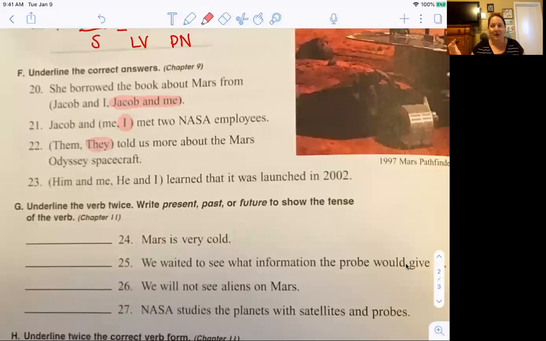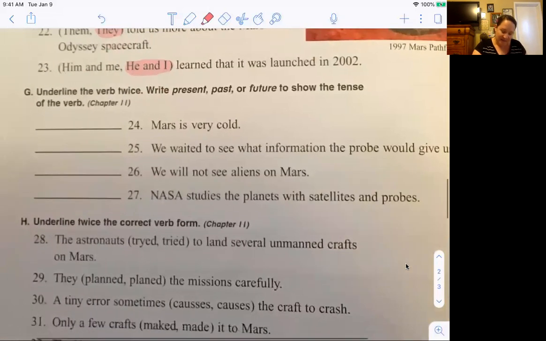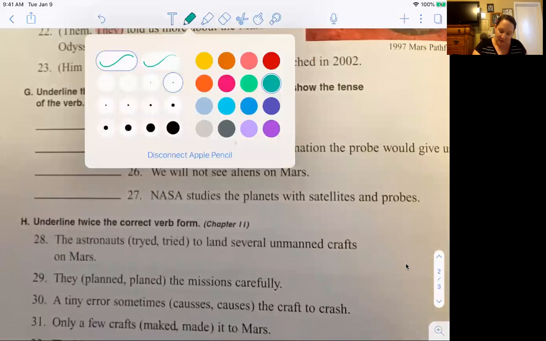If you say it out loud, then you can hear it. You can almost just say like, whoa. But if you just read it in your head, sometimes you can't hear it, right? But if you say it out loud, you can hear it. Him and me learned that it was launched in 2002, or he and I learned it was launched in 2002? He and I. Excellent. Okay, second to last section here. We can do this.